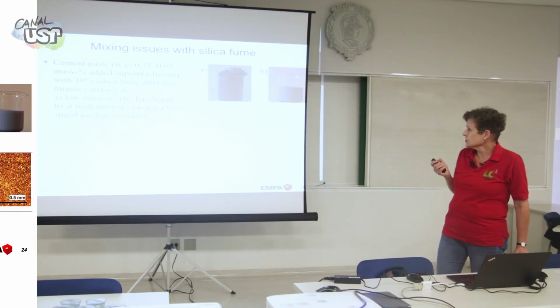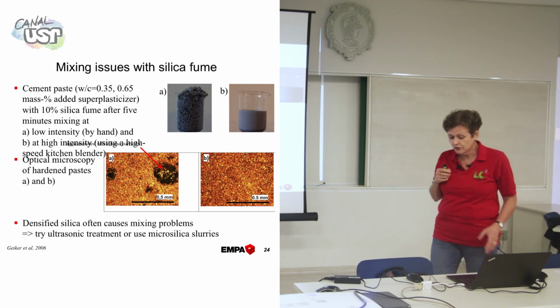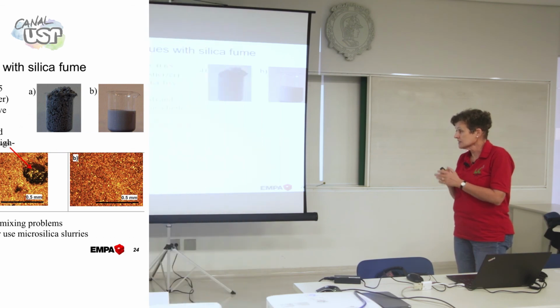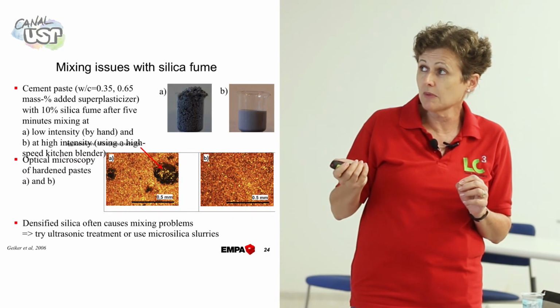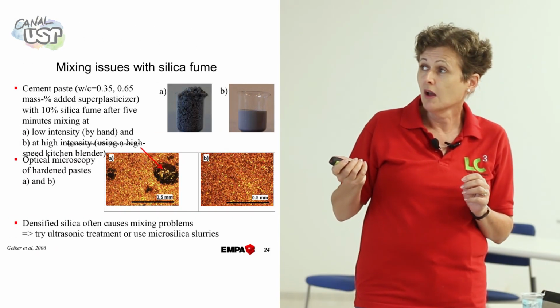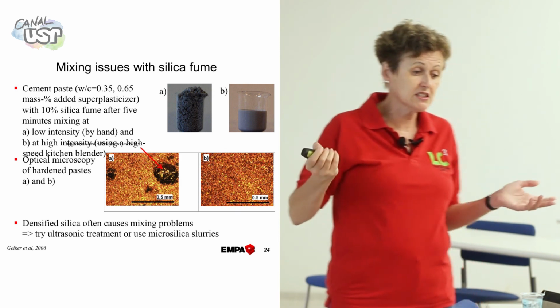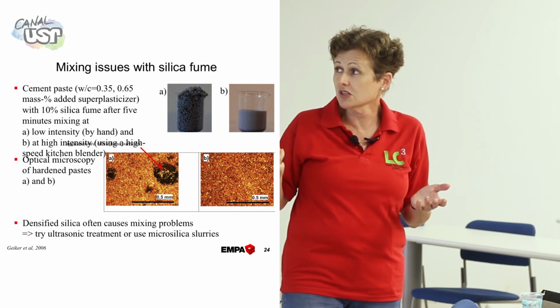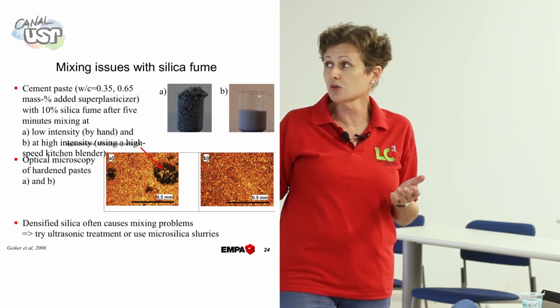Something like silica fume is particularly a bad issue, because usually when you receive your silica fume, sometimes it's already been densified for transportation. This is very, very problematic. And this shows you how completely different you can get a cement paste with 10% silica fume. Here, if you mix by hand, you can see it's a complete disaster. It's not consolidating at all. And here they've used a high intensity mixer, so you can see it's much better. This is a proper paste sample now.